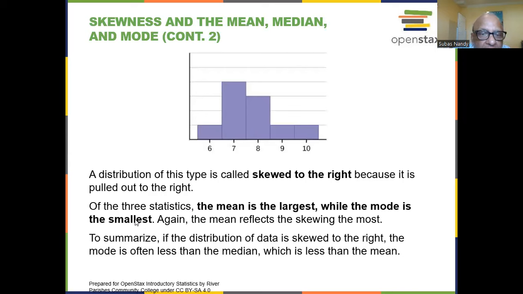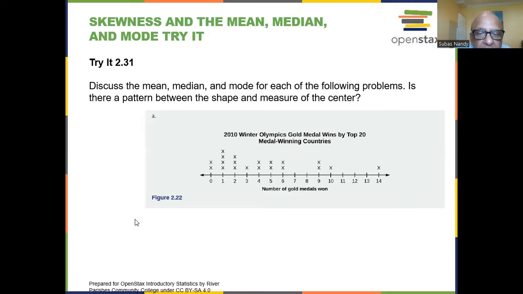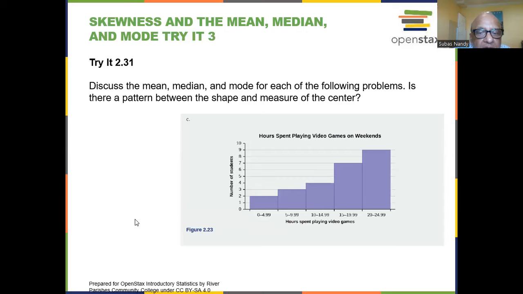Then again, look at the class with the relative highest frequency; 7 is the midpoint of this class. Look to the right of it, look to the left of it, there is more data on the right of it. This data set is skewed to the right, or positively skewed.